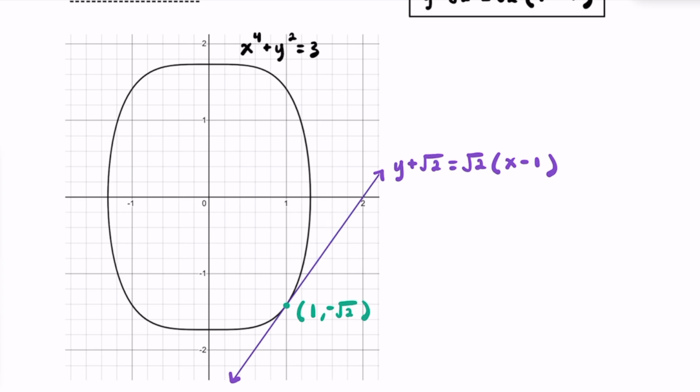All right, so that wraps up this example of finding the equation of a tangent line to an equation using implicit differentiation.